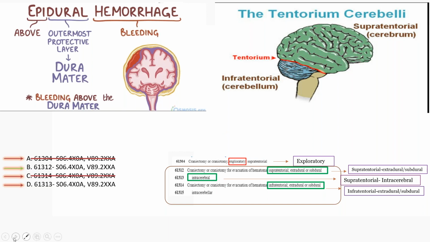Now let's look into the next one, 61313, which is coding for supratentorial intracerebral. Was this an intracerebral hematoma? That's why I explained what an epidural hemorrhage is. Epidural and extradural, both are the same. That was not an intracerebral hematoma. It was an epidural somewhere over here in the parietal region. So that's why option C is also incorrect.